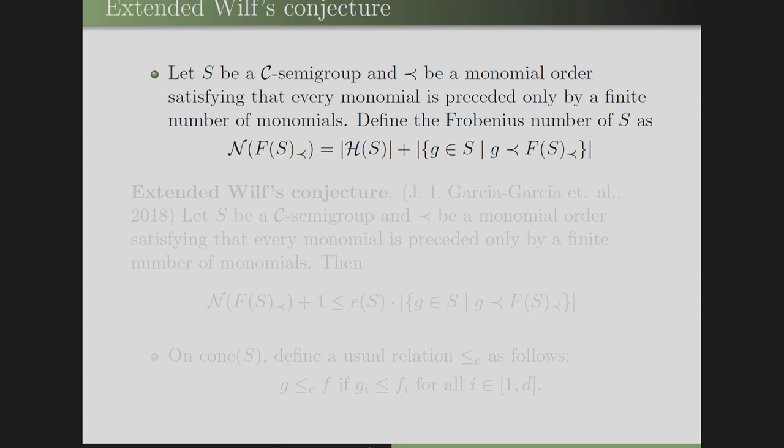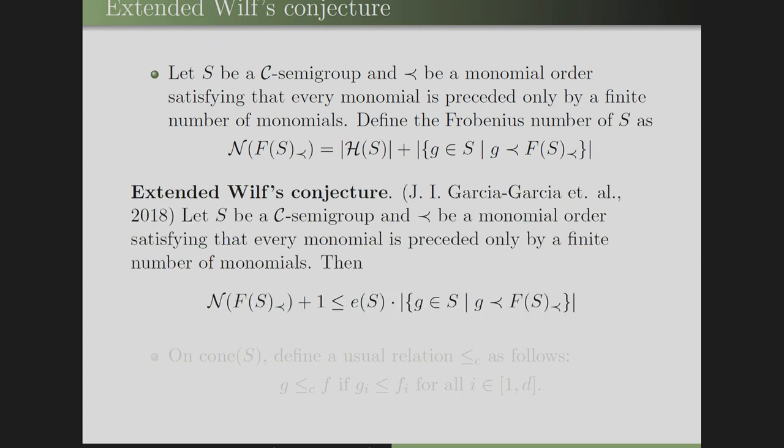we define the Frobenius number like this. n(S) is the cardinality of H(S) plus the cardinality of the set of g in S such that g is less than F(S) with respect to a term order. So Garcia et al. extended the Wilf conjecture to C-semigroups like this: the Frobenius number plus 1 is always less than or equal to the product of the embedding dimension and the cardinality of this set.